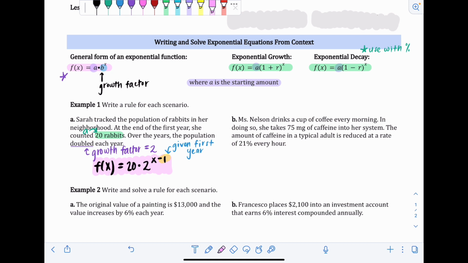Okay, and then B, Miss Nelson drinks a cup of coffee every morning. In doing so, she takes 75 milligrams of caffeine into her system. The amount of caffeine in a typical adult is reduced at a rate of 21% every hour.